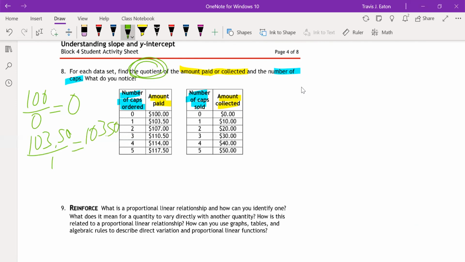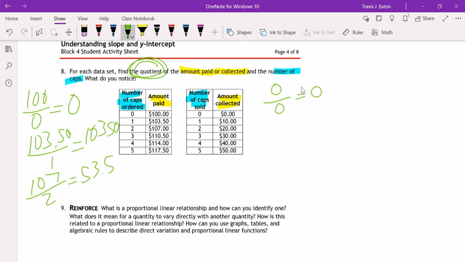Now let's try one more. How about 107 divided by 2? 107 divided by 2 is 53 and a half, 53.5. Okay, and so that's probably enough for the other side. Let's go to the other side of the equation, or the other table, and look at that one. Starting off with the first one, of course, 0 divided by 0. Well, that's going to be 0, but let's go on from there.